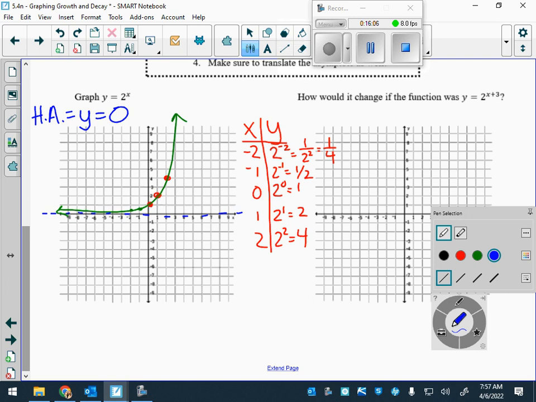Now, looking at this function, what is our domain? What is our domain? Tyler? Excellent. Negative infinity to positive infinity. Now, what is our range? Stefan? Good. What's going to be around the 0, though?